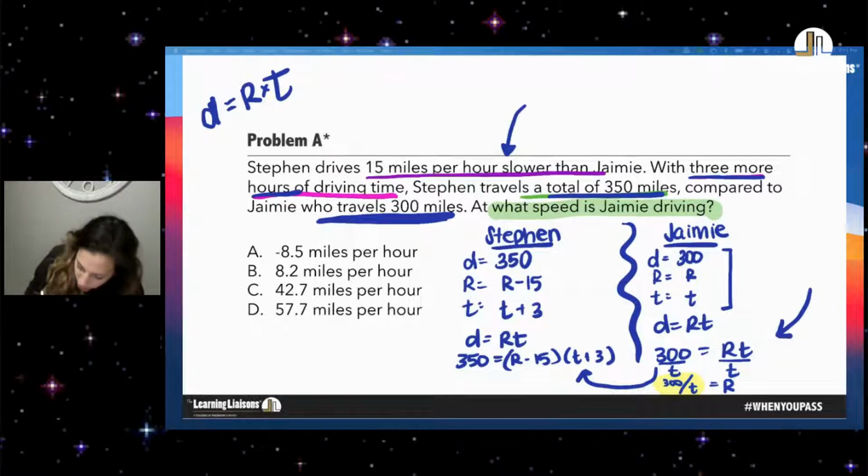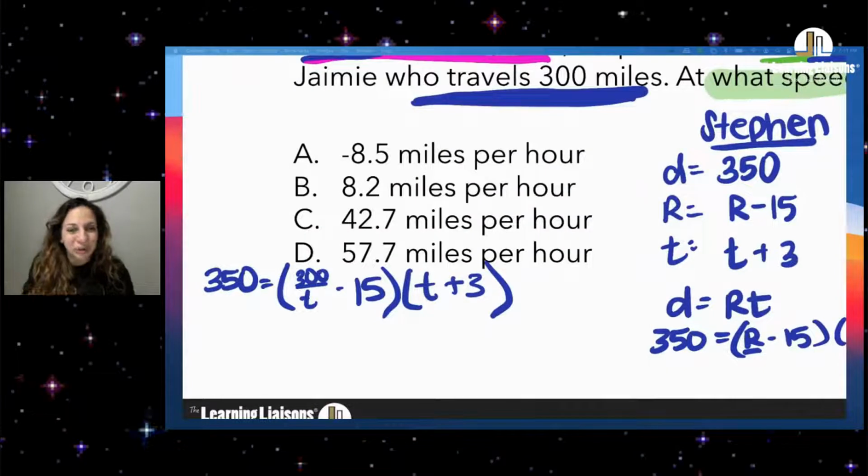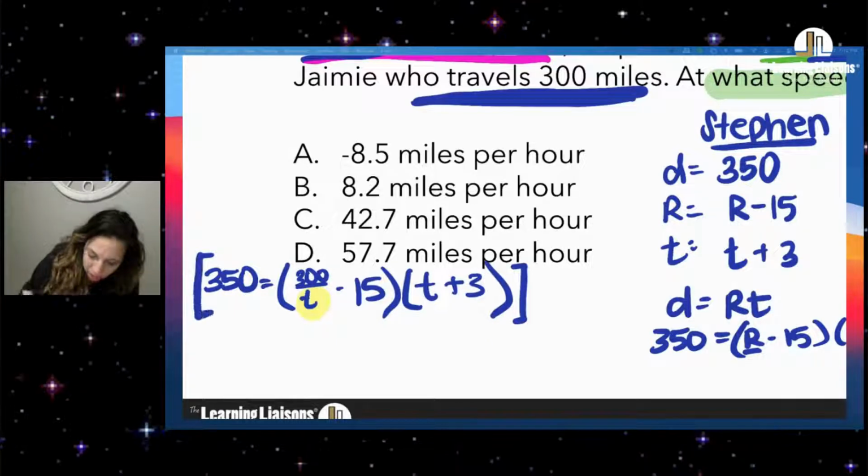So I'm going to carry my problem over here. 350 equals, I'm going to put this in for r, 300 divided by t minus 15 times t plus 3. Why did I do that? Because I can't solve an equation with two variables. I've got to get down to one variable. So that's what I did. I'm going to zoom in a little bit for us so we can see what we're working with. But now I have a t in a denominator, and I don't like that. So I'm going to multiply this entire equation by t.